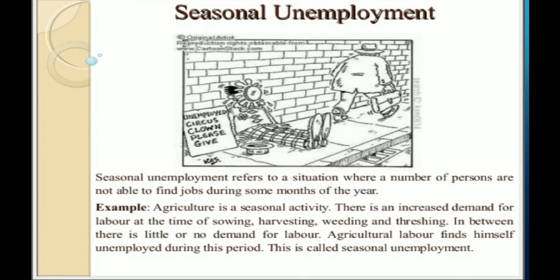Next, seasonal unemployment. This is also a common form of unemployment prevailing in India. Seasonal unemployment refers to a situation where a number of persons are not able to find jobs during some months of the year. Example, agriculture is a seasonal activity. There is an increased demand for labor at the time of sowing, harvesting, weeding, and threshing. In between, there is little or no demand for labor. Agricultural labor finds himself unemployed during this period. This is called seasonal unemployment.